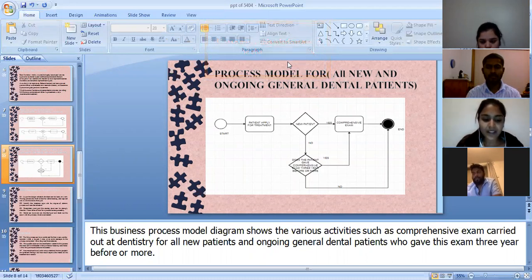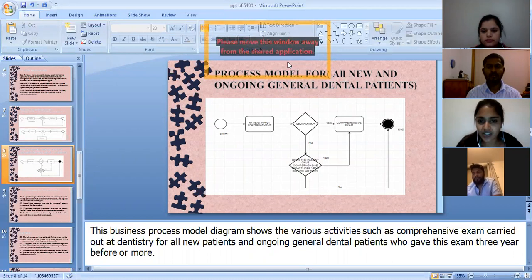the patient who is applying for the treatment is a new patient or an ongoing patient. If he or she is a new patient, then the condition will be true, so the comprehensive exam will be conducted, and the next step is to end the process.